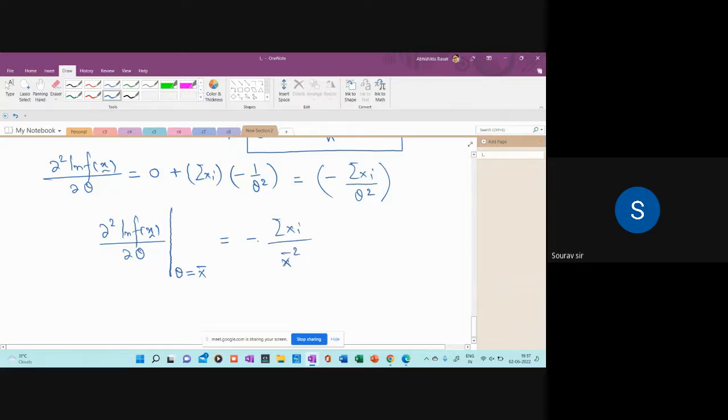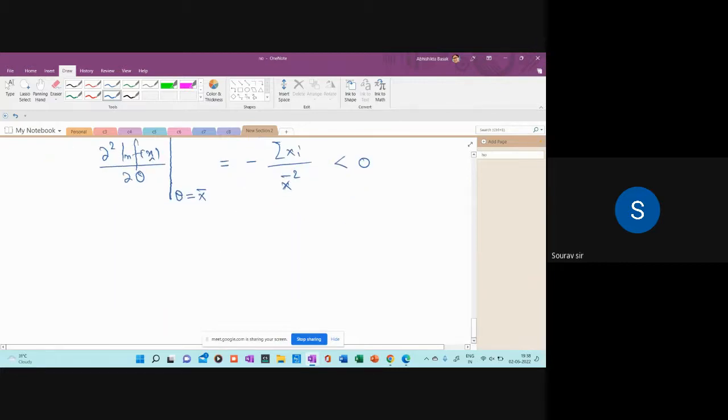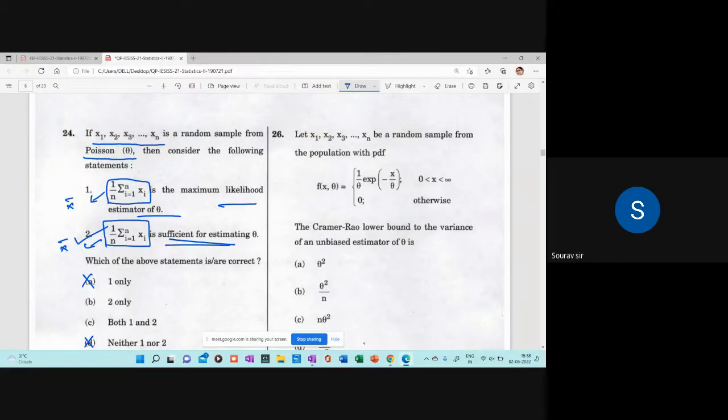Whatever be the value, at least this minus sign confirms this is going to be negative. That means if I take the value theta equals to x bar, my likelihood function is going to give me the maximum value. Hence, theta hat MLE is equal to x bar. So as per the question, both 1 and 2 are satisfied. Is it clear?